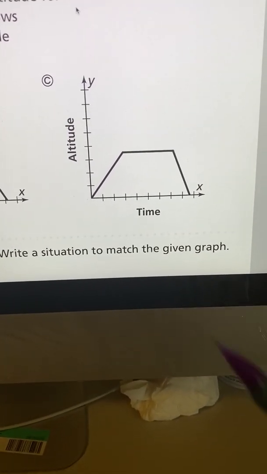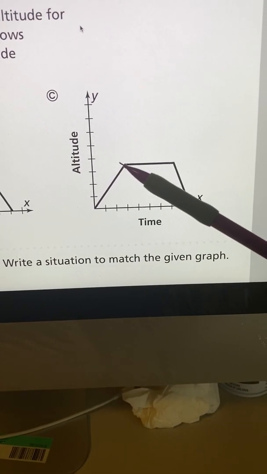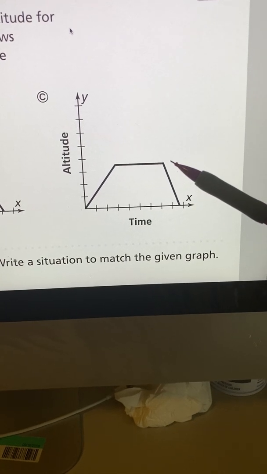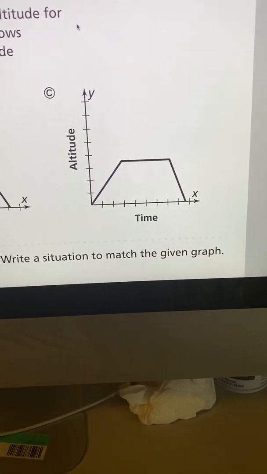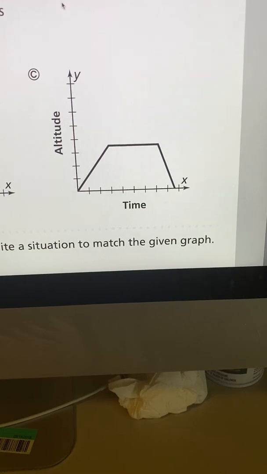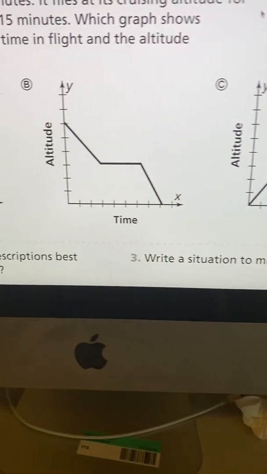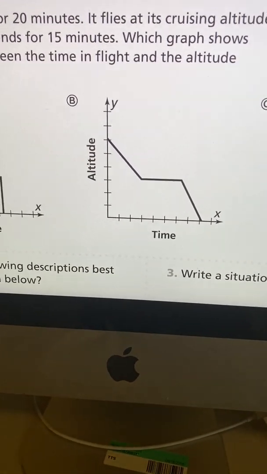Why it's C. It ascends over time. It stays at altitude for time. It descends over time. That's the only one that makes sense. B, why doesn't this one make sense? Tell me.